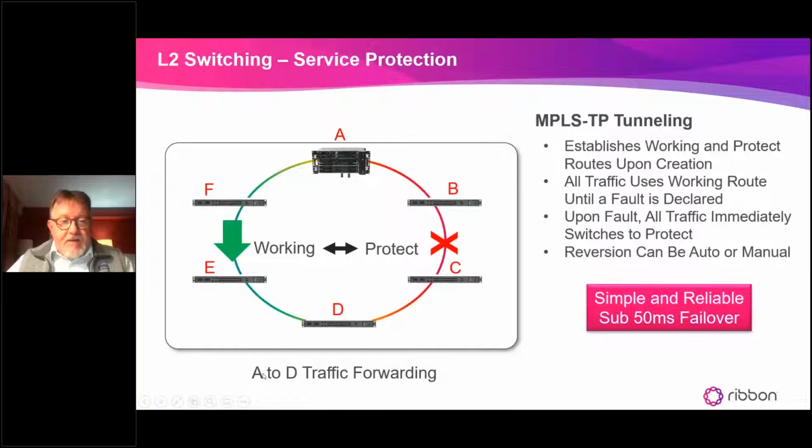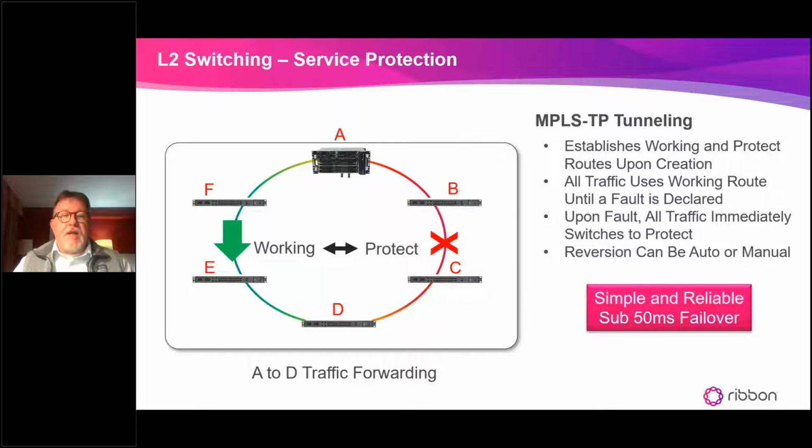If I am moving data from site A to site D on my diagram here, and I've got a ring topology through other nodes, then what MPLS-TP is going to allow me to do is set up a working path and a protect path. And the protect path is going to be administratively down. So it's live, it can be used, but we're not passing traffic that way. All the traffic is going from A to D through nodes F and E.